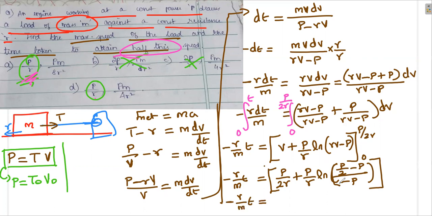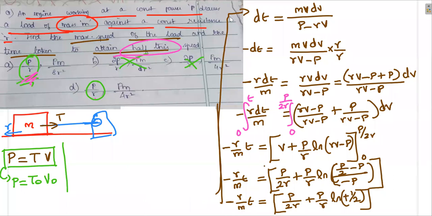Did you understand? If not, tell me in the Telegram group and I'll try to do it much better. So this is minus p by 2 with minus p, plus p by r ln of minus p by 2 minus p, so this will be minus half. I can take p by r out. So minus r by m t is equal to p by r common, and I'll be getting 1 by 2 and this I can write as minus ln 2.